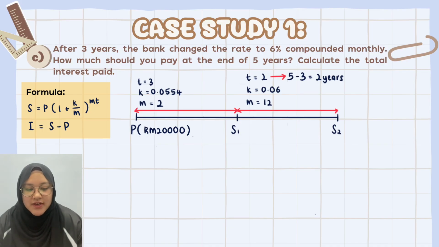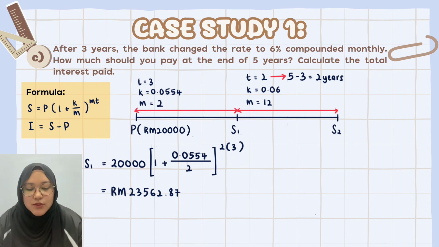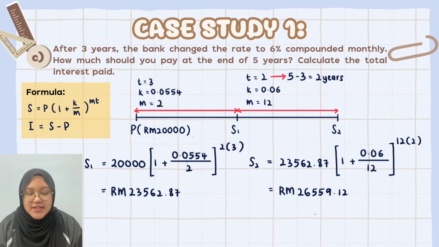Now that we have all the information, we can proceed to the calculation using the future value formula. So first, we have to find the S1, which is equal to 20,000 times (1 plus 0.0554 over 2) to the power of 2 times 3. The answer will be 23,562.87 and this will be our new present value. After that, to find the S2, we use the same formula again. So, S2 equals to 23,562.87 times (1 plus 0.06 over 12) to the power of 12 times 2. Then, the final answer will be 26,559.12 and this will be the amount that we have to pay at the end of the 5 years.